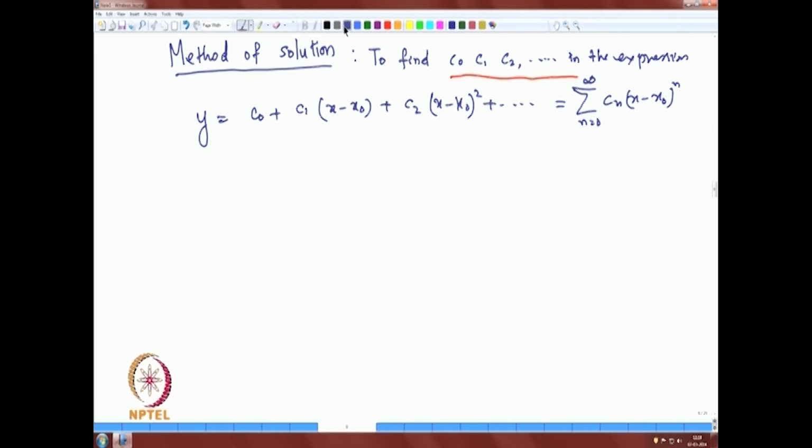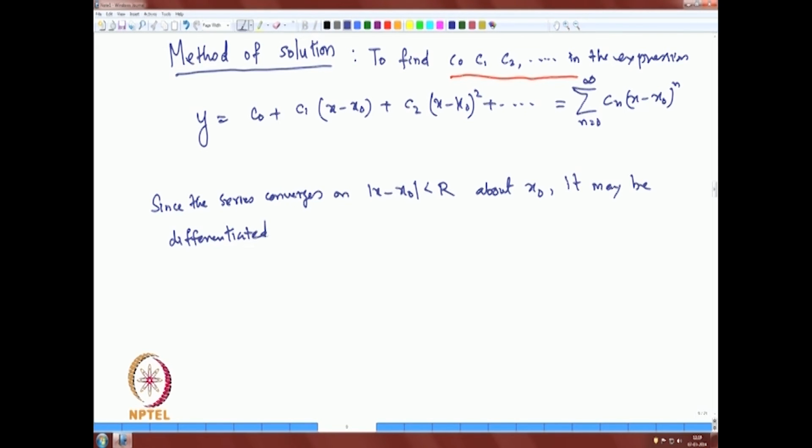Okay, so since the series converges on |x minus x0| less than r, some number r, by the existence theorem, since the series converges for |x minus x0| less than r about the ordinary point x0, the series can be differentiated term by term on this interval.